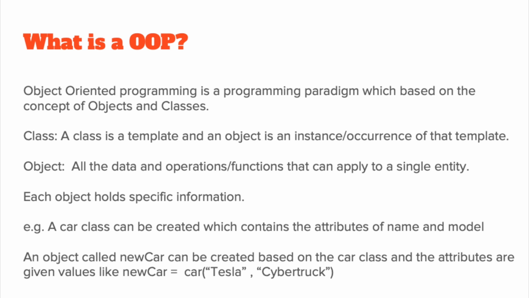For example, a car class can be created, which contains the attributes of, say, name and model, and an object called new car can then be created based on that class, which will actually have the data values, for example, Tesla and Cybertruck. Now you can see an example of how that would look like. New car equals car is the class, and then you have round brackets, Tesla and Cybertruck as strings.